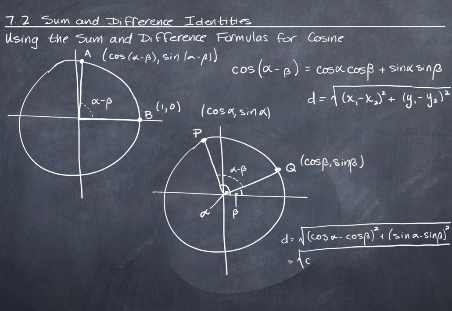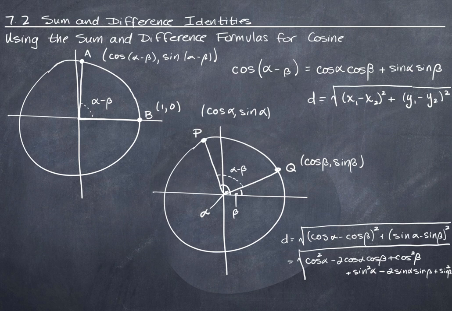Let's see, I'm going to have cosine squared of alpha minus 2 cosine alpha cosine beta plus cosine squared of beta plus sine squared alpha minus 2 sine alpha sine beta plus sine squared beta. That's all under the square root, and I've had to break the line here because I didn't have room.